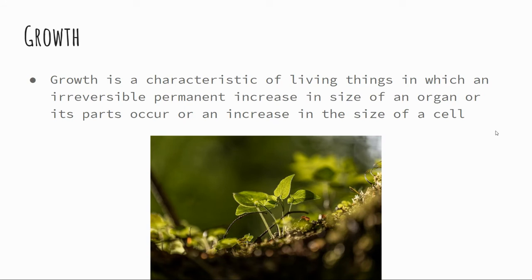So growth is a characteristic of living things in which an irreversible permanent increase in size of an organ or its parts occurs, or an increase in the size of a cell. So one of the characteristics of life is that all living things grow and change, or grow and develop, and that's what we're going to be focusing on here with plants, is how this happens.